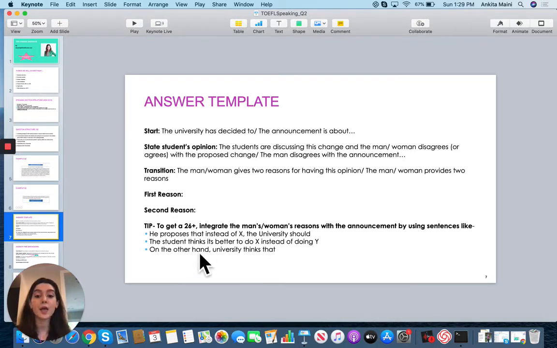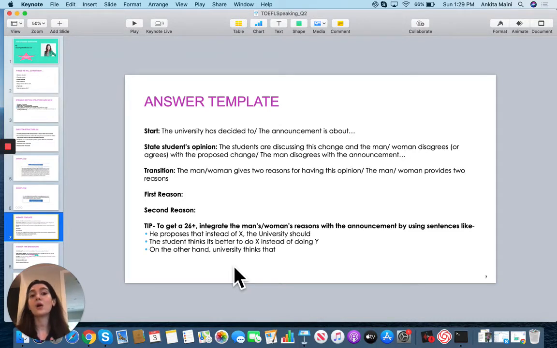Or you can say, the student thinks it's better to do this instead of this. Or you can say, on the other hand, university thinks that this will be a good idea, but the man thinks completely opposite. So just remember, if you need a 26, you need to combine those 2 sources of information. Summarization of man's opinion is not going to do it for you guys. You need to combine the reading and the listening.